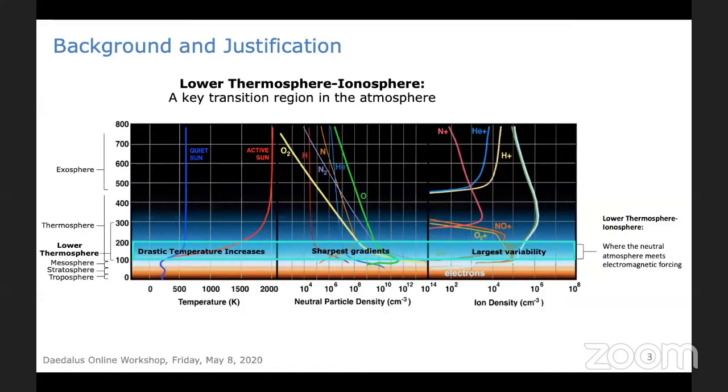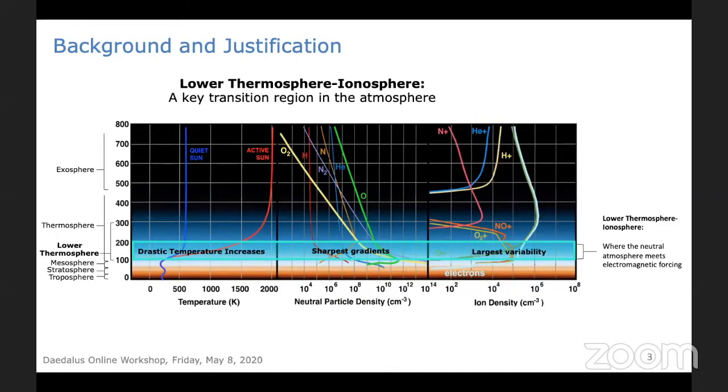So in this plot, we see the range of temperatures and its variation during quiet and active times, and together with temperature, which changes drastically, particularly in this 100 to 200 kilometer range. So do neutrals. The neutral constituents are shown in the middle plot, which show the largest gradients in density versus altitude. And also on the right-hand side plot, the ion species, which show large variability.